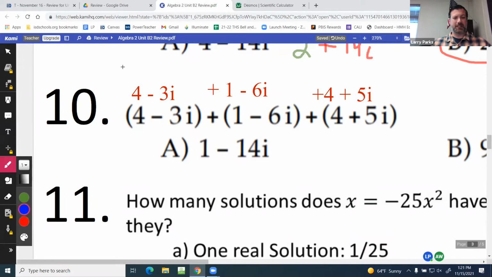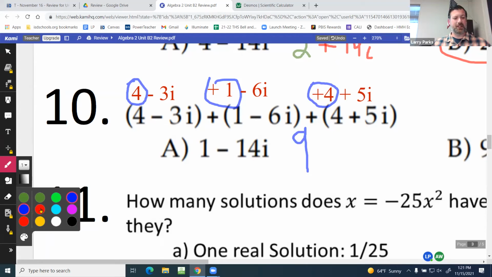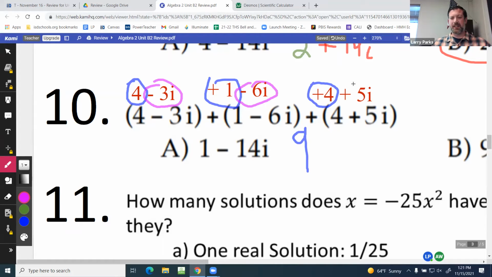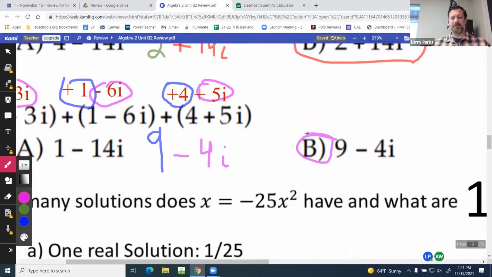And then I combine like terms. I got 4 and a 1 and a 4 is 9. And then I have -3i and a -6i makes -9i. Add that to 5i would be -4i. So I get 9 minus 4i, which is B.